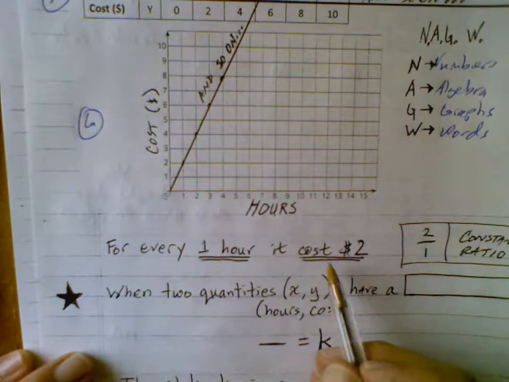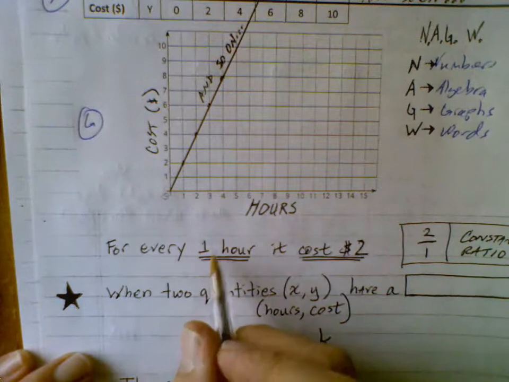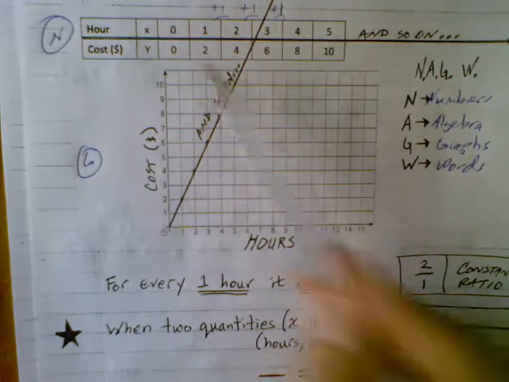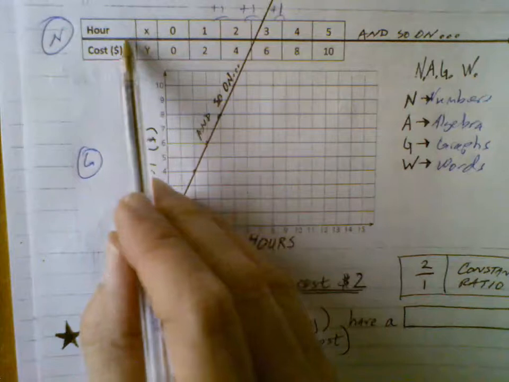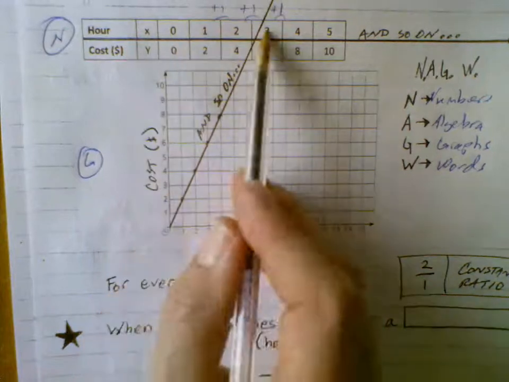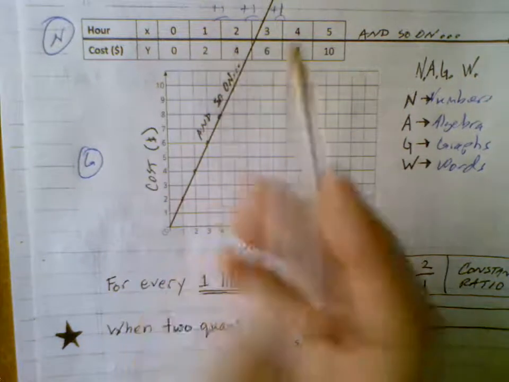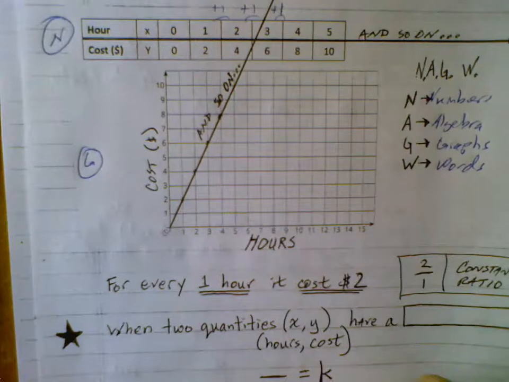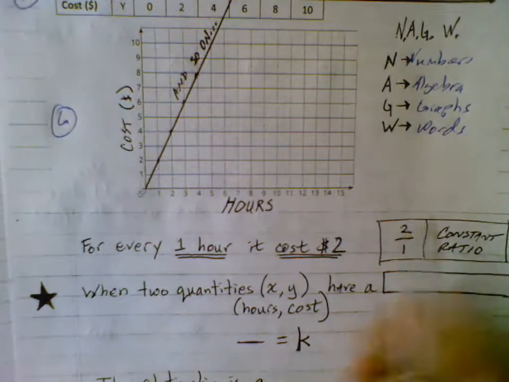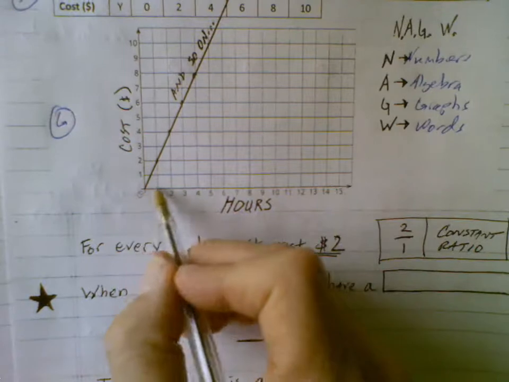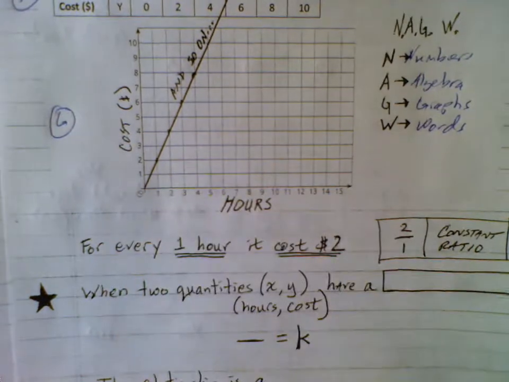We could also say it in words. The words are kind of unique: for every 1 hour. I'm sorry, I should have gone over this case here. For every hour, you can see it costs $2. So every 1 hour costs $2. So this thing has a constant ratio of 2 over 1. If I go over 1, I go up 2. If I go over 1, I go up 2.